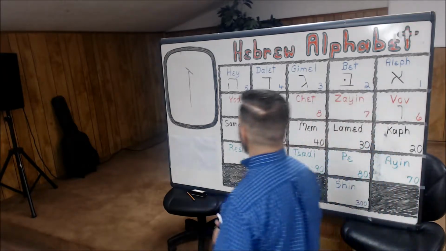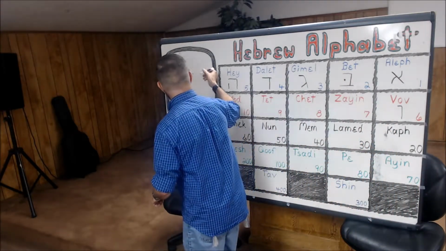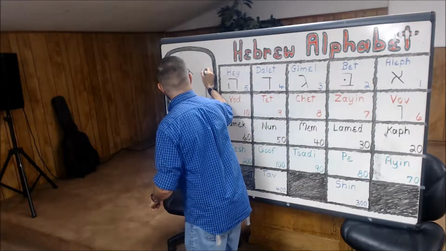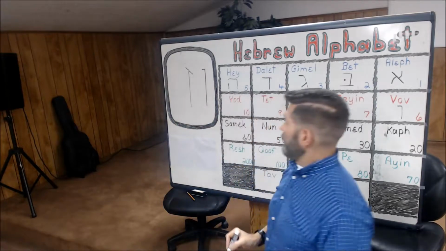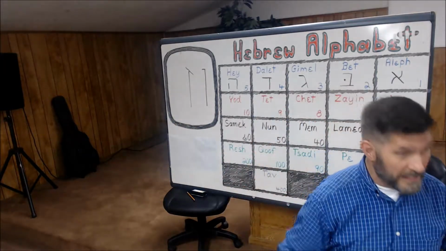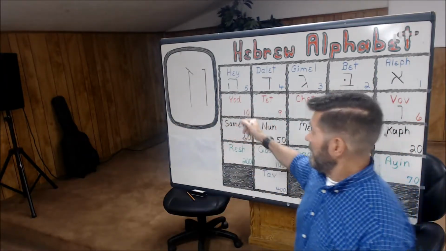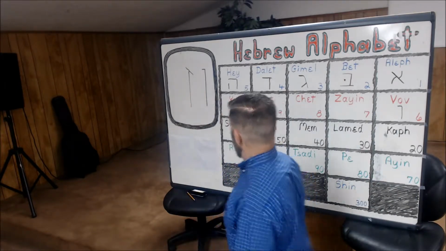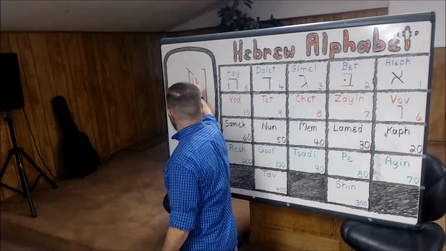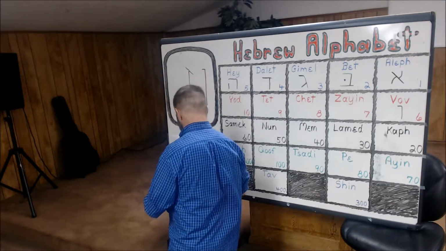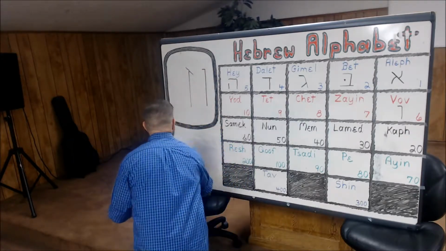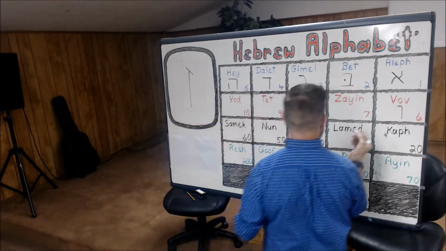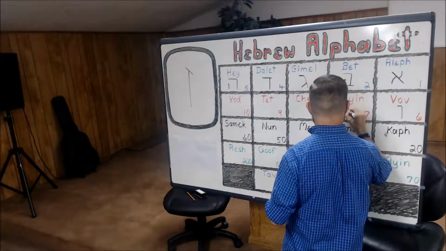But because you know that the Vav looks like this, now that you're learning this, when you see it in print, you're going to see a distinct difference. Where this comes out real little like that, that has a diagonal. So that's Zayin, and the Zayin is what numerical value? Seven.